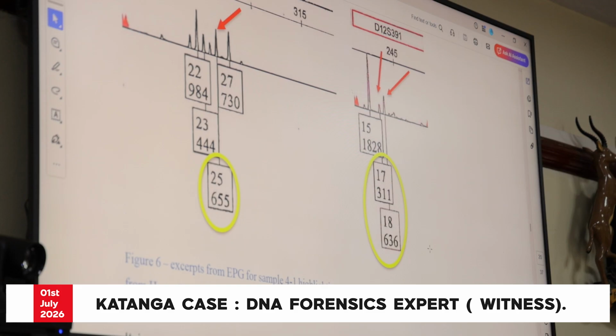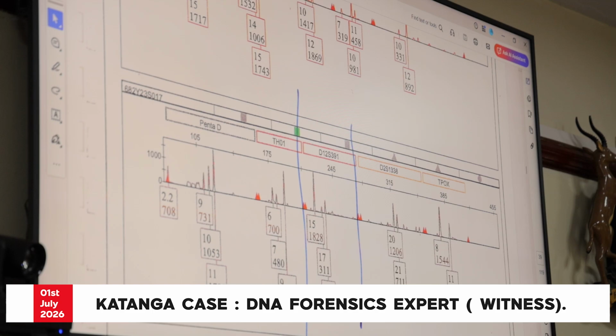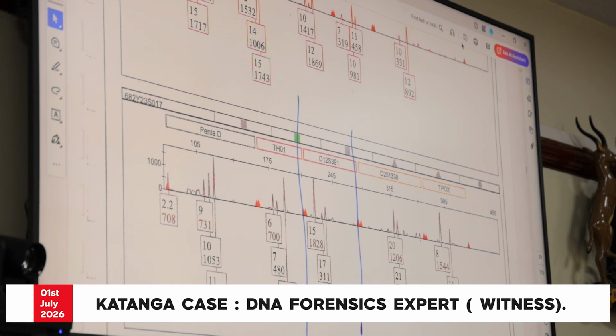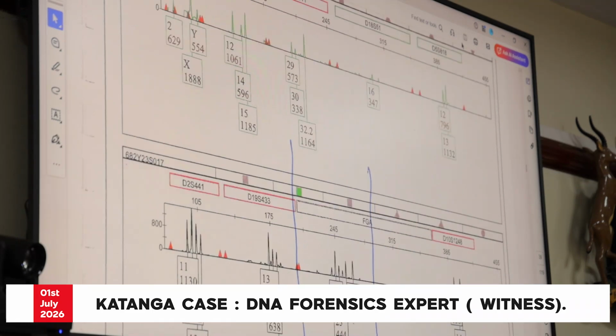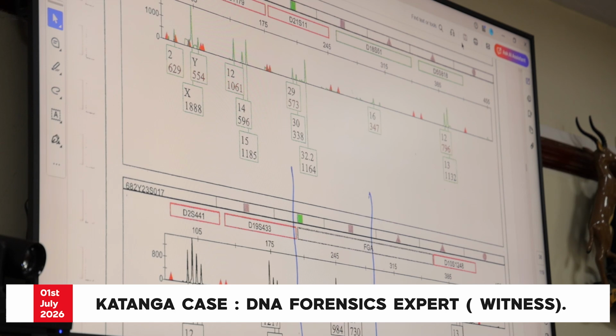Now, if we go back to the electrophoregram, according to the Euroformics, Molly contributes 67% and she's a major. Do you agree that there is a major profile here and that it belongs to Molly Katanga? Can I double check that figure, please?